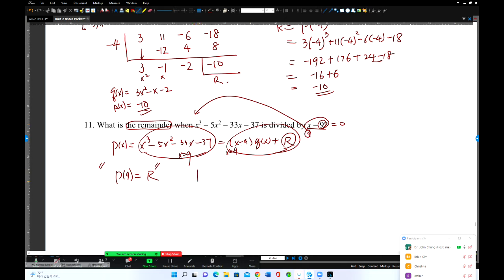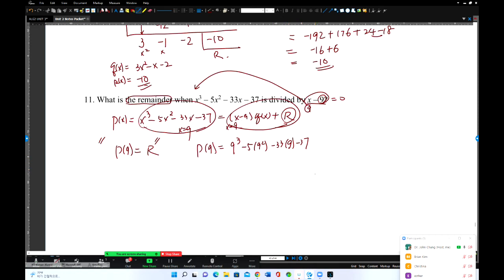So I'm going to find the remainder. P of 9 is the remainder: 9 cubed, 9 squared, 33 times 9, and minus 37. This is the remainder, okay? Simplify. 9 cubed, how much? 729. Okay, this is 405. Okay? 297 and 37.